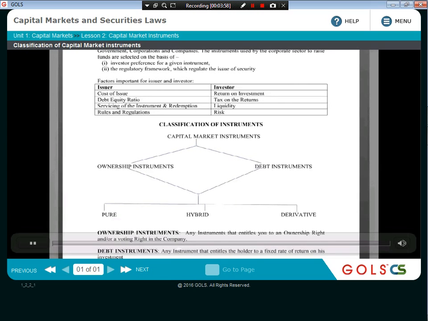That's the only difference. Now again, these can be classified into pure, hybrid, and derivative. Pure is a basic simple instrument. Hybrid is an instrument which combines the best of both. It's part equity share, part debenture. And then there are derivative instruments. Derivatives, as I have explained to you, derive their value from an underlying asset. The instrument as such does not have any value. If you say an equity share, the equity share has a value.